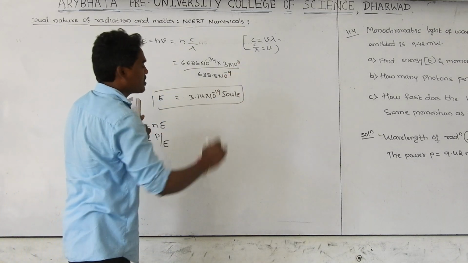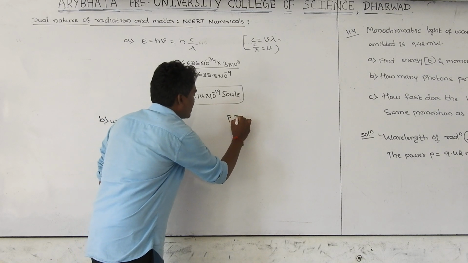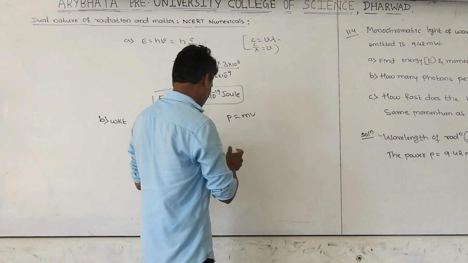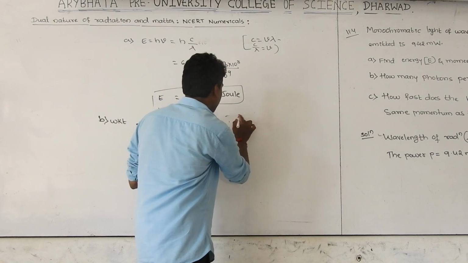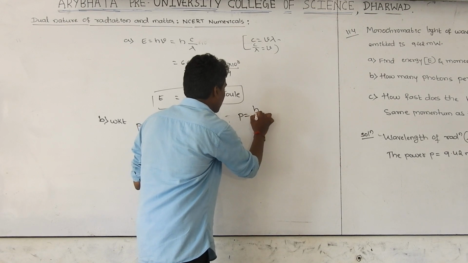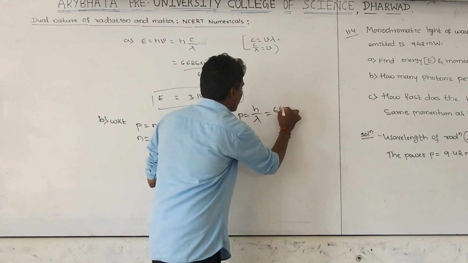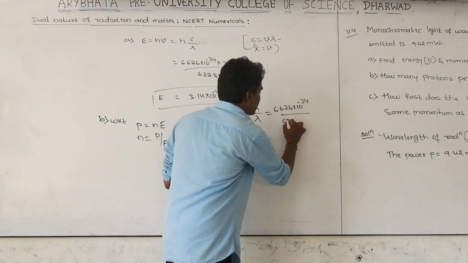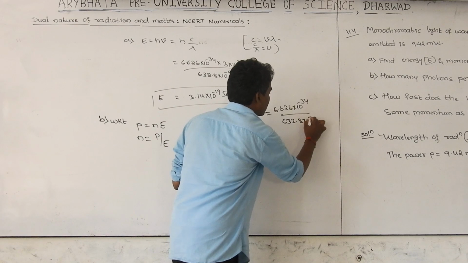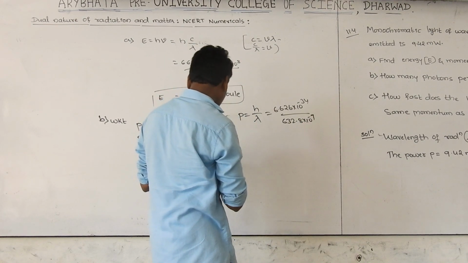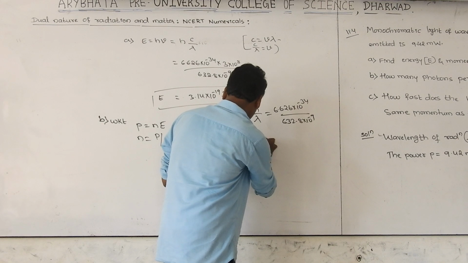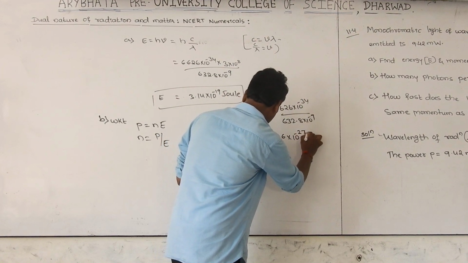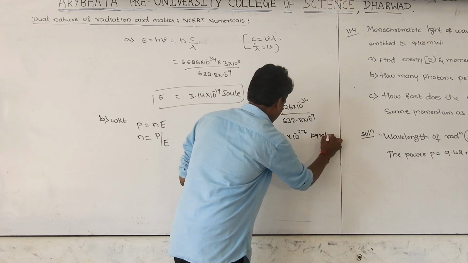And second one, momentum is also there. You know very well the momentum formula, P is equal to M into V. Or else, by using de Broglie hypothesis, P is equal to H by lambda. H is equal to 6.626 into 10 to the power minus 34. Lambda value he has given, that is 632.8 into 10 to the power minus 9. Calculate, P value you are getting: P is equal to 1.06 into 10 to the power minus 27 kg meter per second.